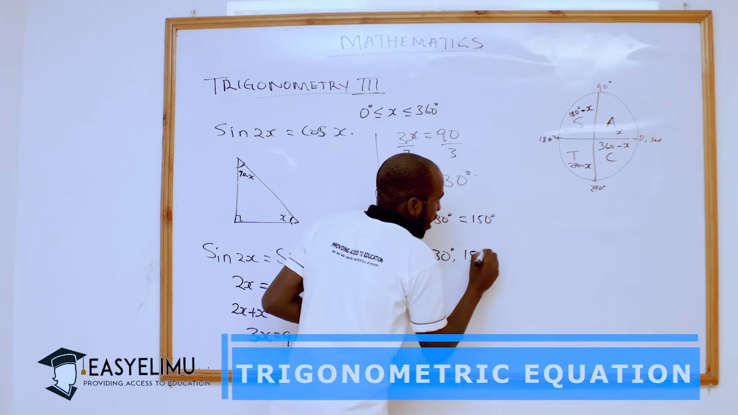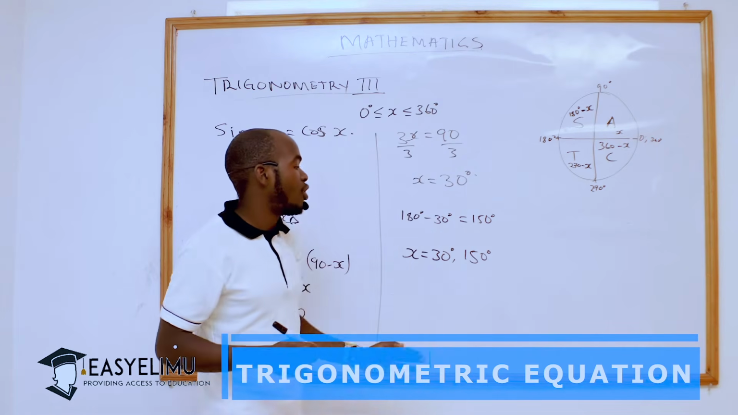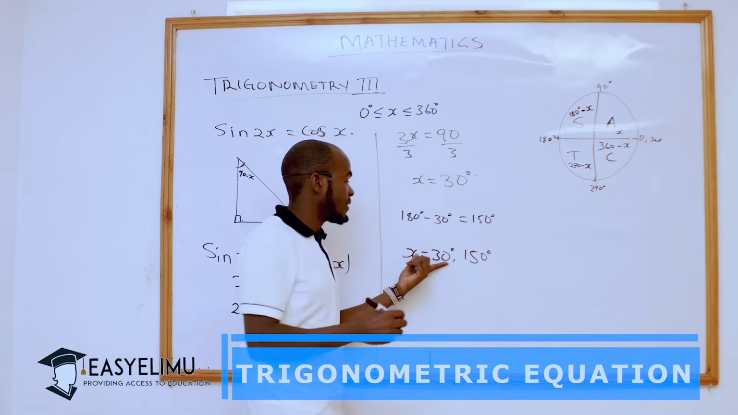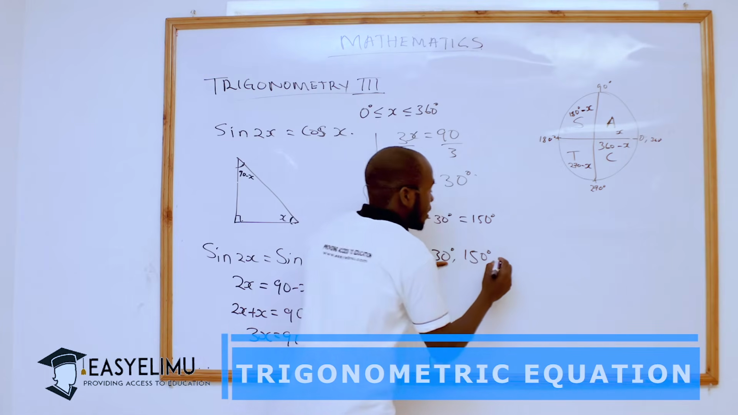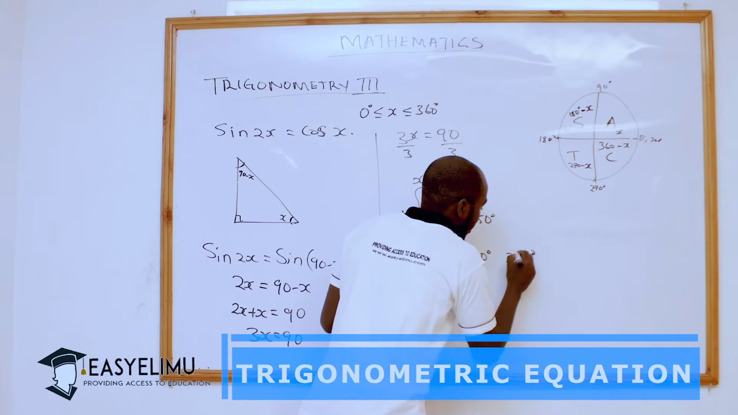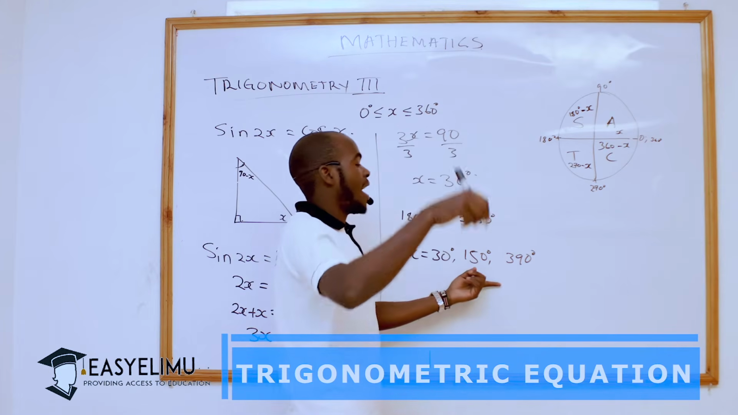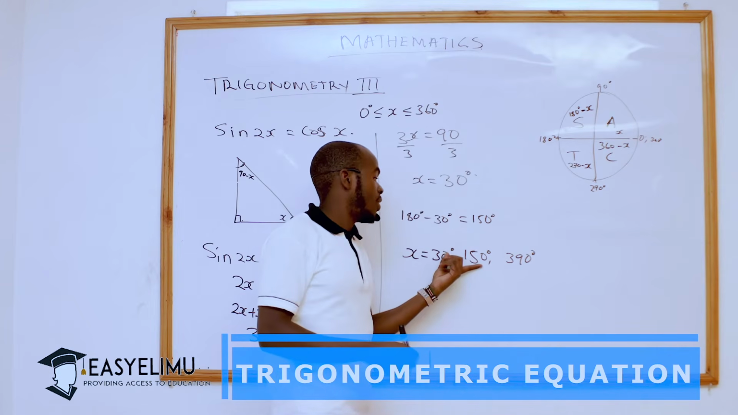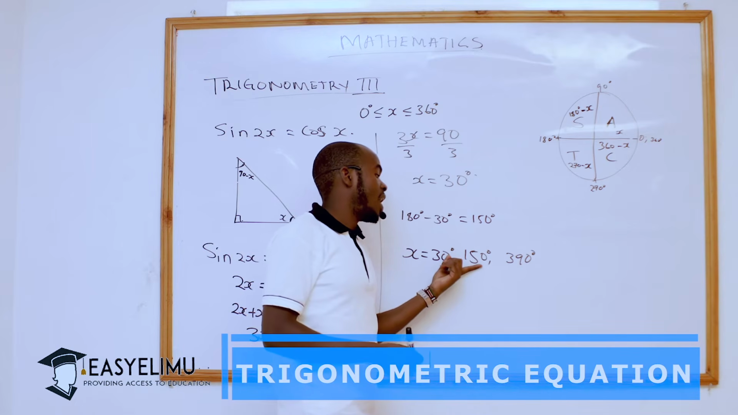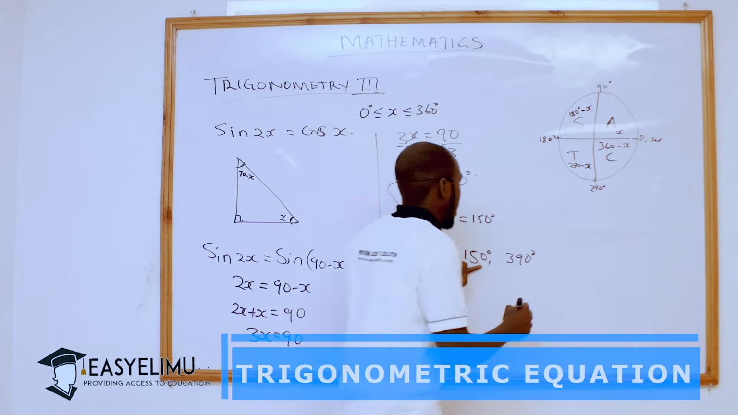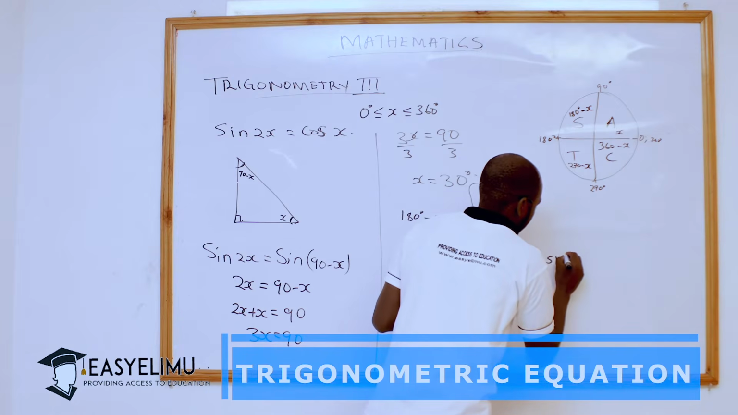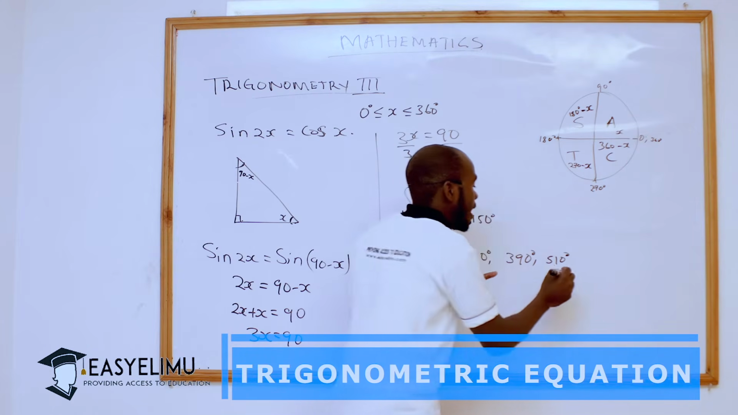150 degrees, and if you proceed, you want another angle, you will add 30 degrees, you add 360 degrees, and you will get 390 degrees. And if you want another angle again, you add to this one 360 degrees, and you will come up with 510. And it continues in that periodic.